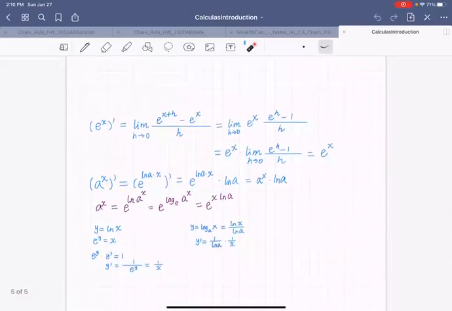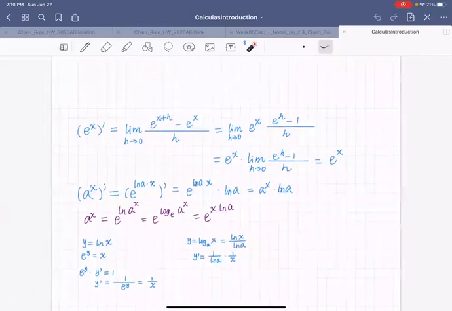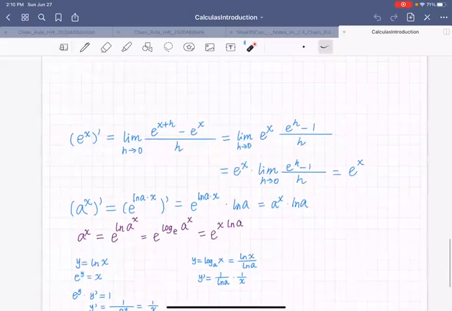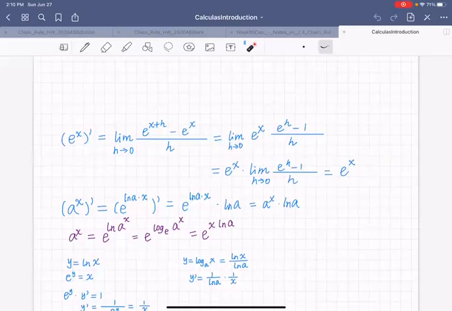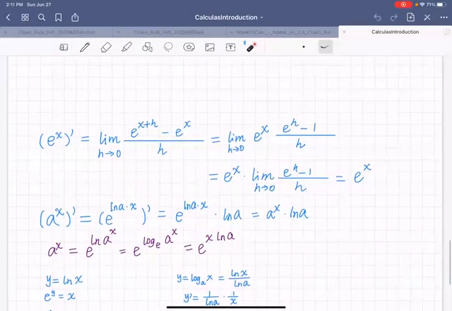Now I'm going to teach you e to the power x. We haven't learned the exponential rule yet. What is the derivative of e to the power x? There's no rule for us to use here. We have to start from the definition of derivative.